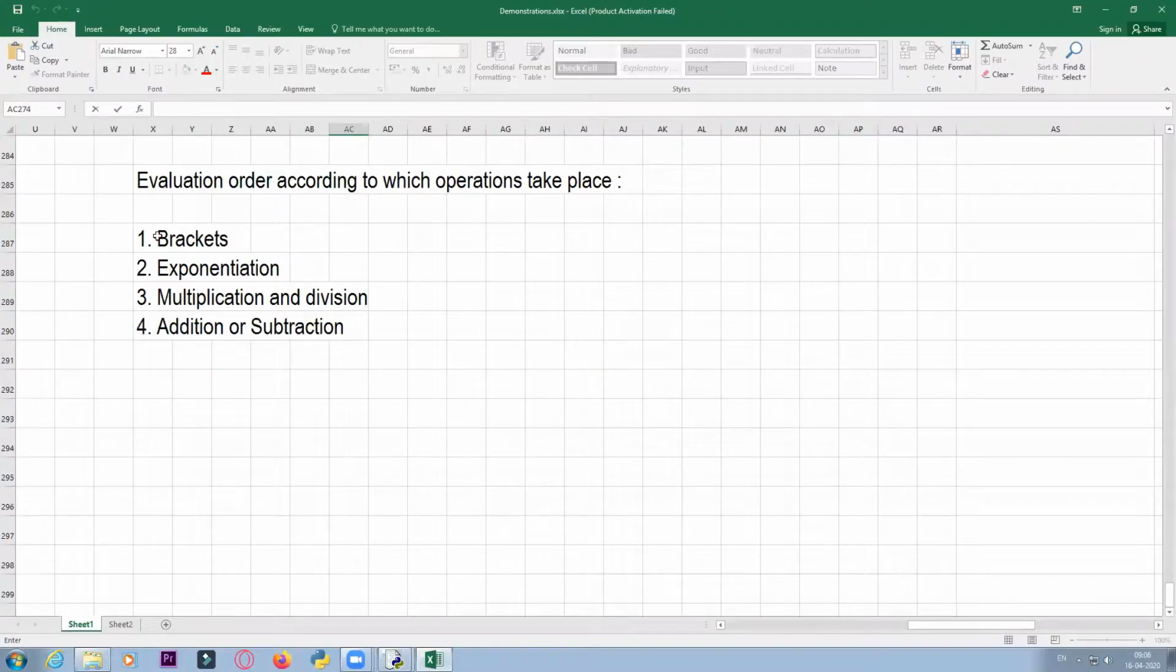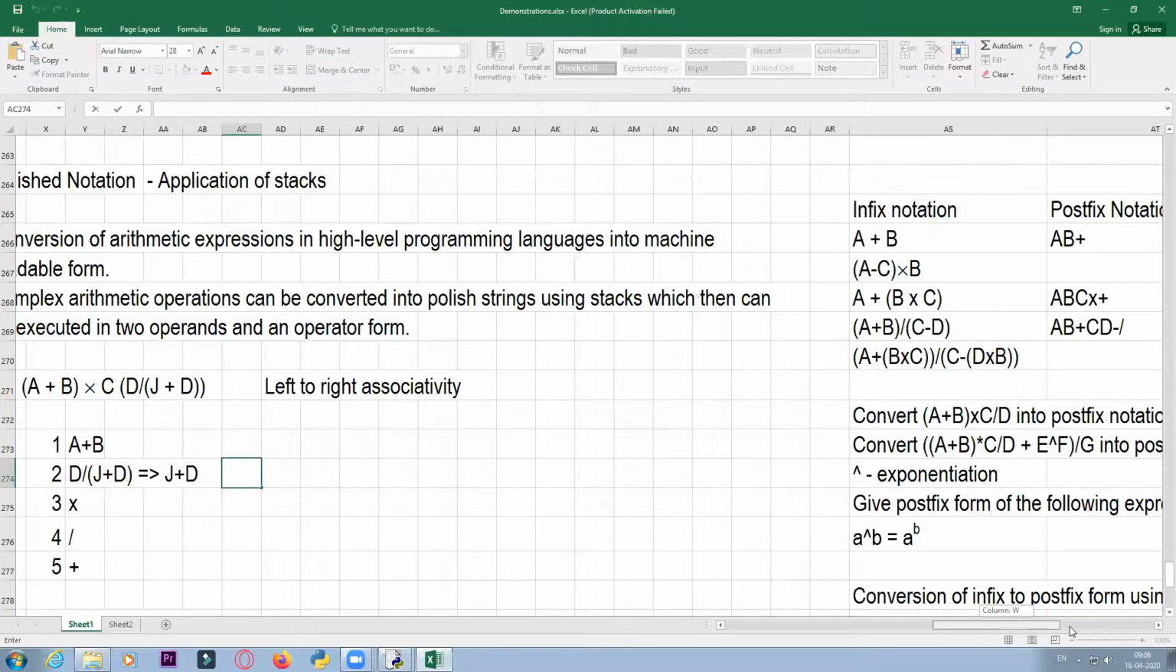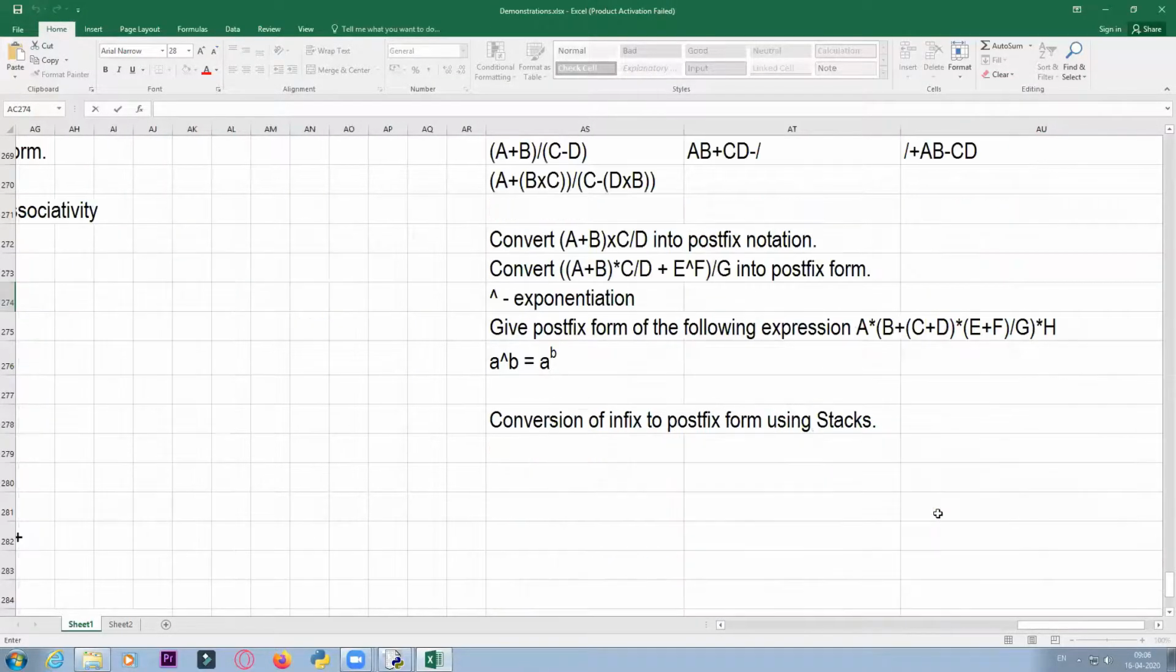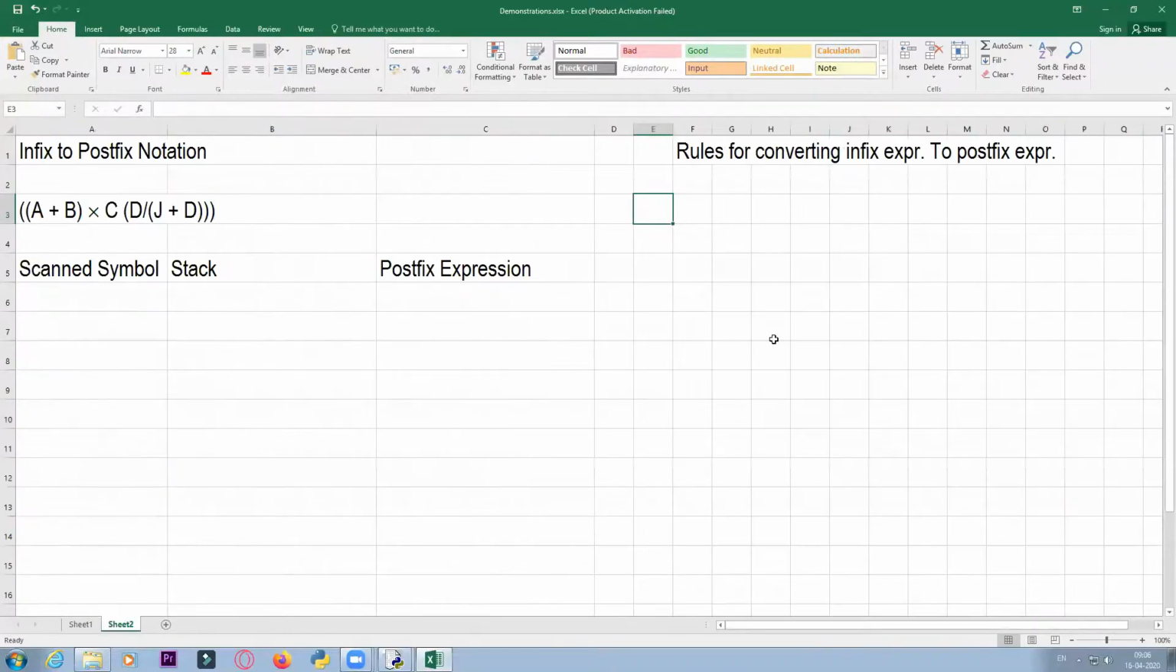How does the evaluation take place? First brackets are solved, then exponentiation, then multiplication and division, and finally addition or subtraction. And we had solved some questions also, as you can see over here. So today we are going to see how to convert an infix expression into postfix form using stacks. For doing that, we have to first understand the rules. So I'm going to write the rules one by one over here.